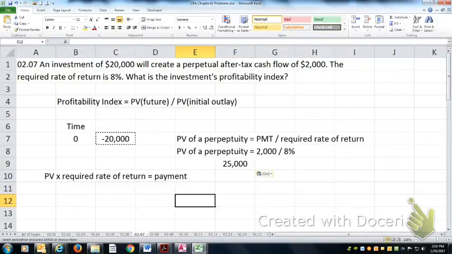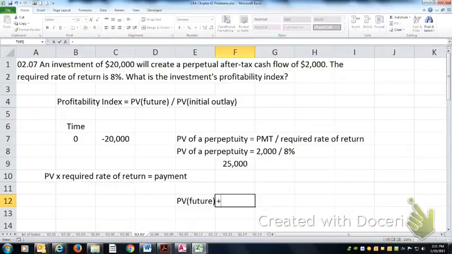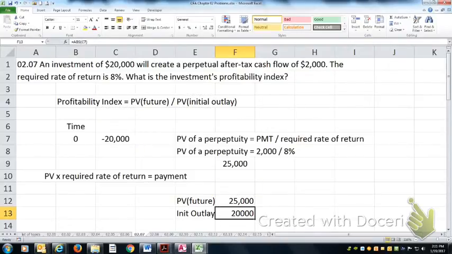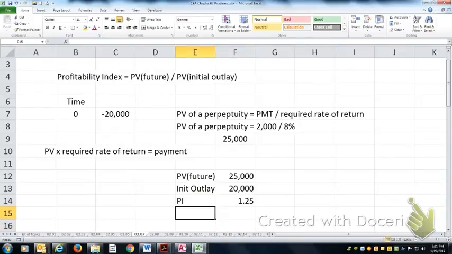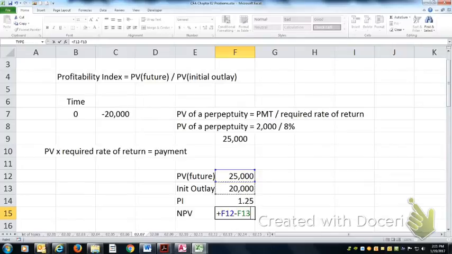So if I'm going to do the profitability index, the present value of all those future cash flows, that'd be $2,000 a year for forever, is $25,000, and the initial outlay is the $20,000. So the PI, or profitability index, is the future divided by the initial outlay, or 1.25. By the way, I can also calculate NPV from here. That's the money coming in minus the money going out.